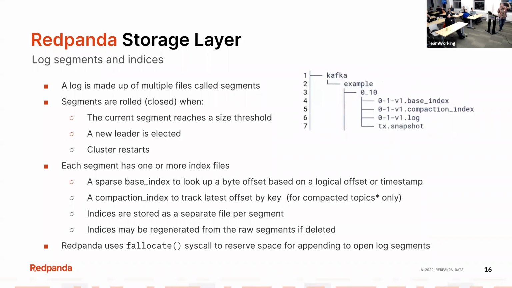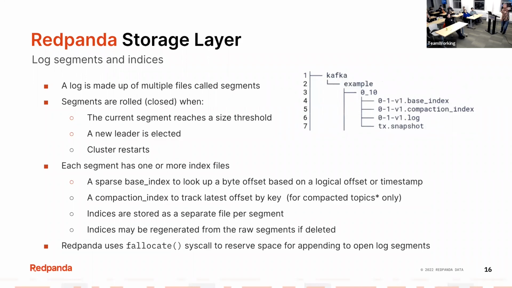A partition is a log and it's replicated. But that log actually consists of multiple files called segments. And so you always write to an active segment, and then when that segment reaches a certain size, you roll it. Typically a gigabyte in size, you close it, and then you write to a new one. And so you have a collection of these segments on disk, right? It looks a little bit like that.